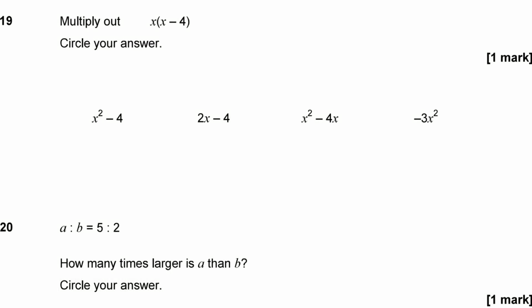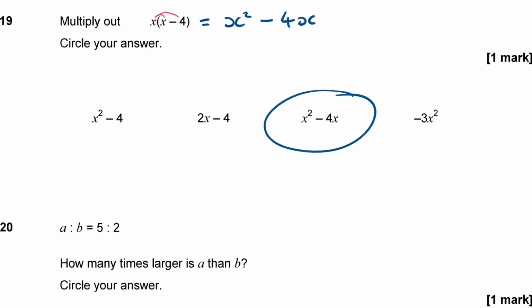Question 19. Multiply out x times x minus 4. So I'm multiplying out a single bracket. So everything inside the bracket is multiplied by the thing on the outside of the bracket. So I'm going to have to multiply x with x, which is going to give me x squared, and I'm going to multiply x with minus 4, which is going to give me minus 4x. So my answer is that one.